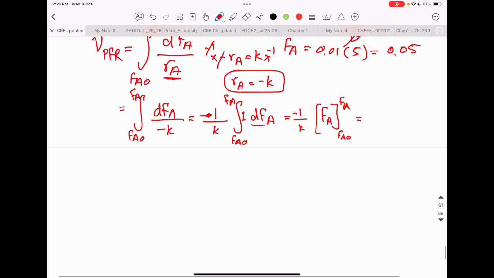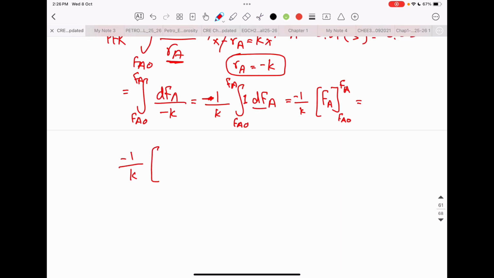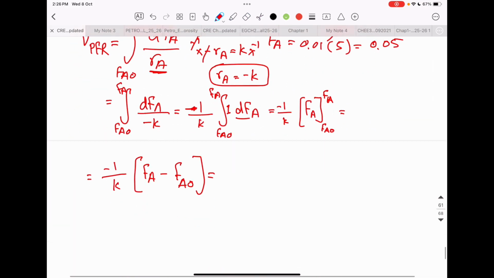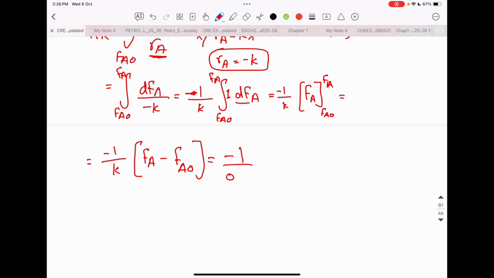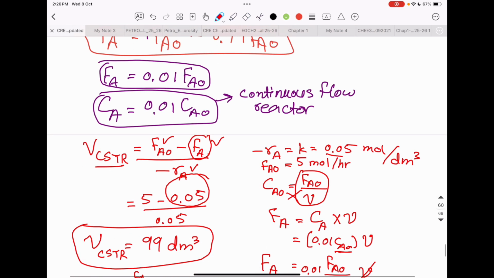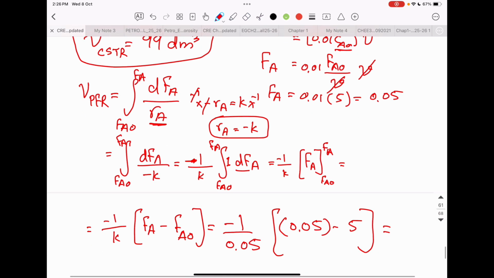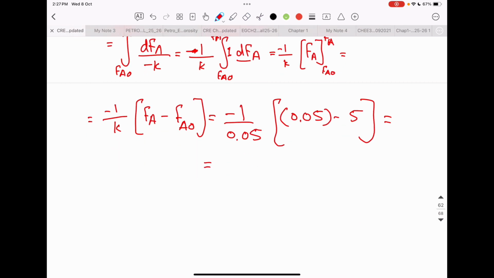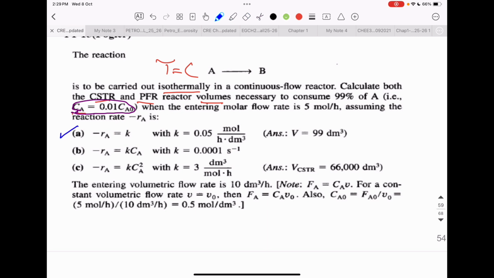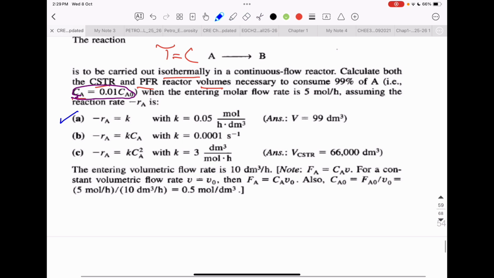Then we will substitute FA, the upper limit, minus the lower one. And we already got FA, which is equal to 0.05. So minus 1 over K, K is 0.05. Then here 0.05 minus 5, which will be equal to 99 dm cube. We finished part A. Now we have the second part of the question.